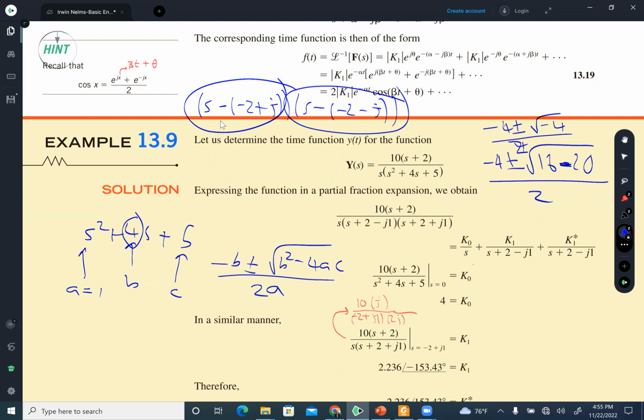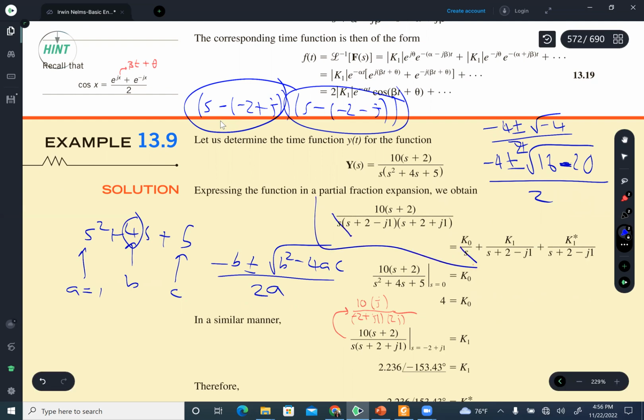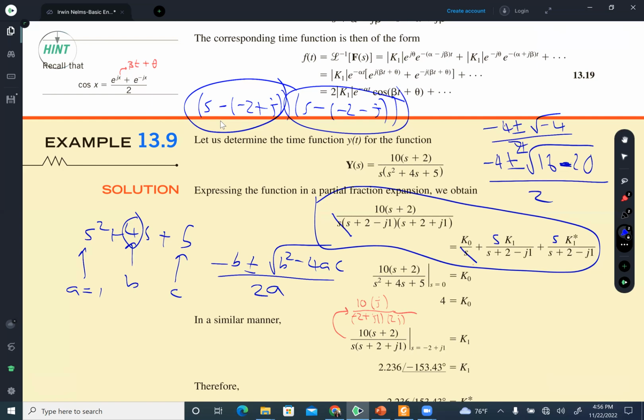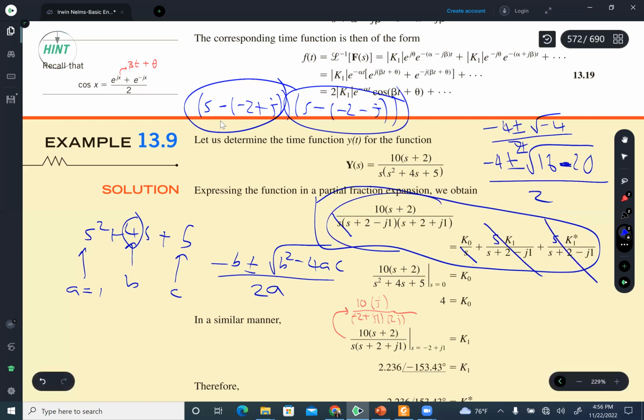To find K0 is very easy. You just multiply everything out by S, like before, so this S is going to go away and that S is going to go away. This is an equation, and I'm multiplying both sides by S. Substitute S equal to 0. These terms go away, so I get K0 on the right-hand side and some number on the left-hand side. That number comes out to be a real number, which is 4.